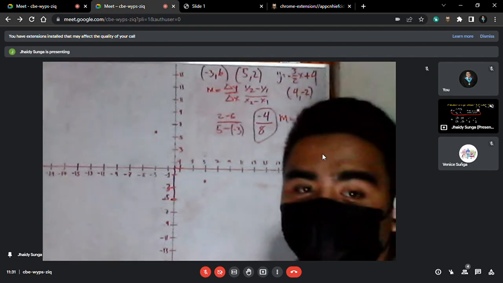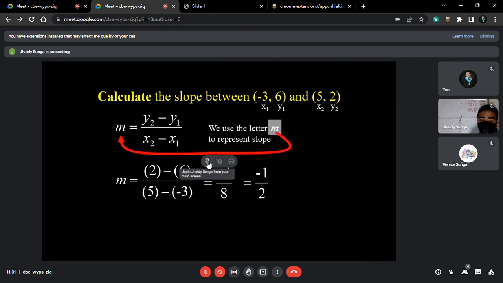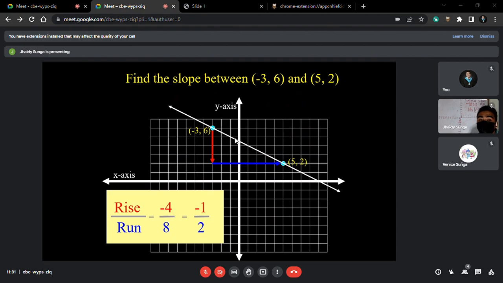From the presentation a while ago, you will notice this is the points that they have. It's 5 over 2, I'm sorry, that is 5 over 2. For the slope, we have the rise, which is negative 4, so it goes down 4, and it goes to the right 8 times: 1, 2, 3, 4, 5, 6, 7, 8. That's why the point is here.